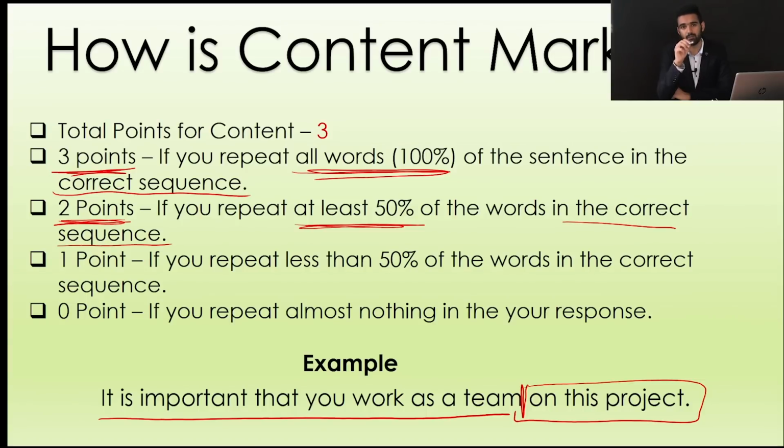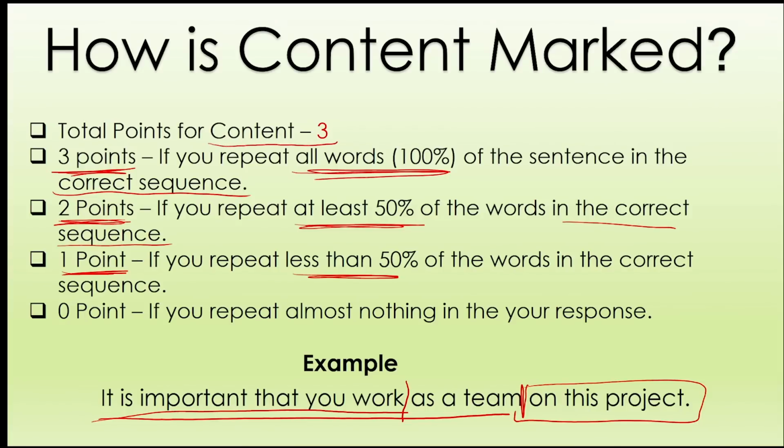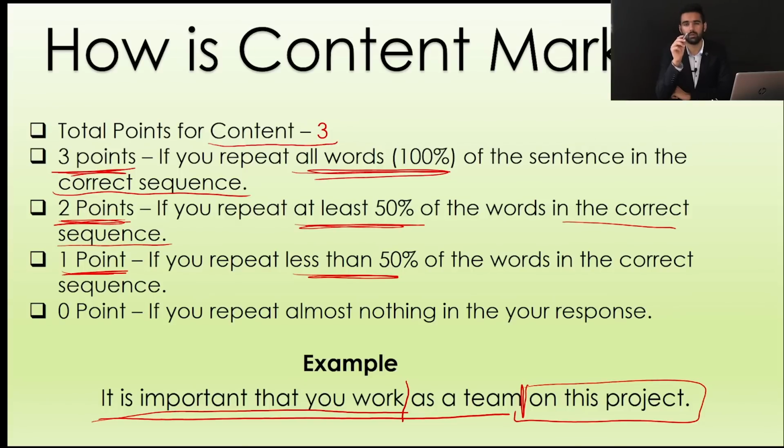Again, if you speak less than 50% but more than 25%, you get 1 point out of 3 in your content section. So if you just say it is important that you work, right, this is almost 50%, but you will only get 1 point out of 3 for your content, because to get 2 points or 3 points your content needs to be more than 50%. If you speak only 50% or less than 50%, you will only get 1 point out of 3 in content. So to make sure that you get maximum points out of your content, make sure you repeat as much of the sentence you can, but in a correct sequence, right? Again, if you don't repeat anything, or you repeat only 1 or 2 words from whole of your sentence, you will get 0 points in your content.